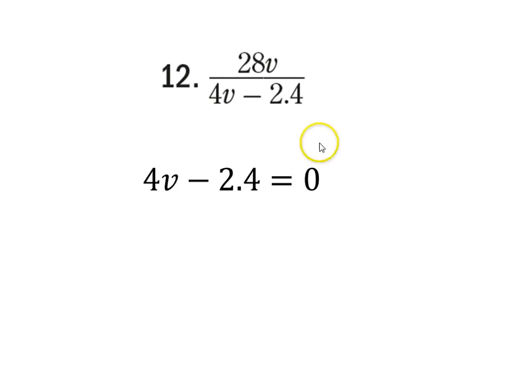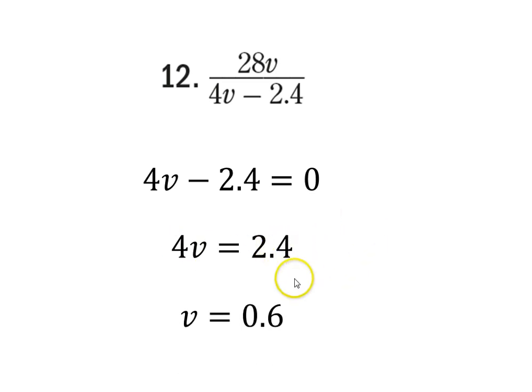So I want to solve this equation right here. I want to find out what number for v will make the denominator equal to 0, and that's the number that v cannot be, because if v was that number, the denominator would be 0, and we can't divide by 0. So I'm going to solve this equation. 4v minus 2.4 equals 0. I'm going to add 2.4 to both sides to get 4v equals 2.4. Then I'm going to divide both sides by 4 and get 0.6. So v cannot be 0.6.